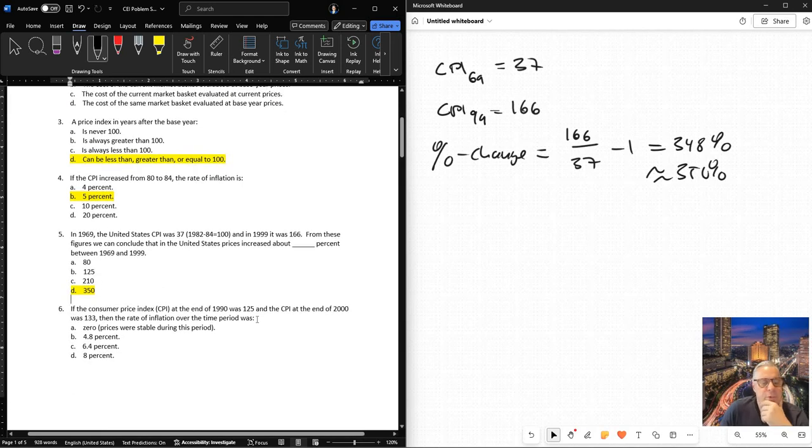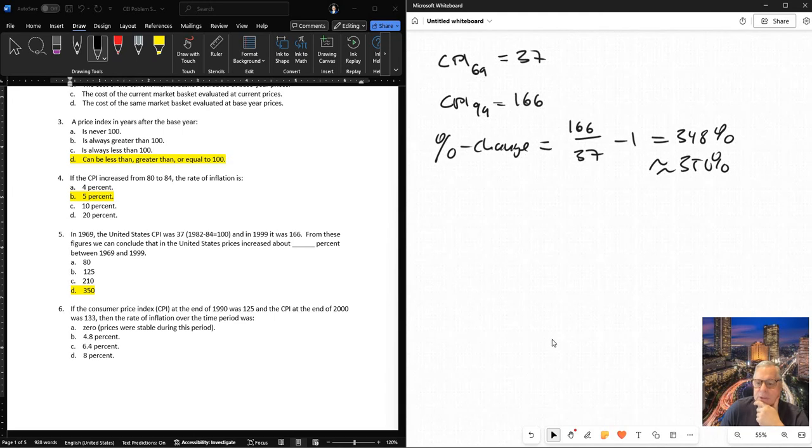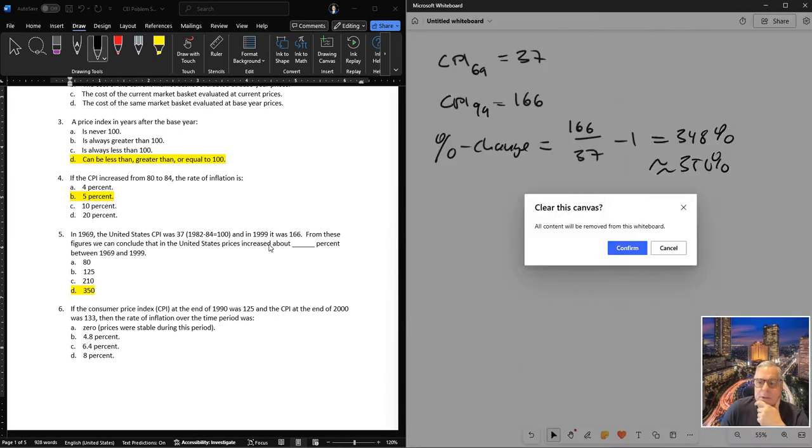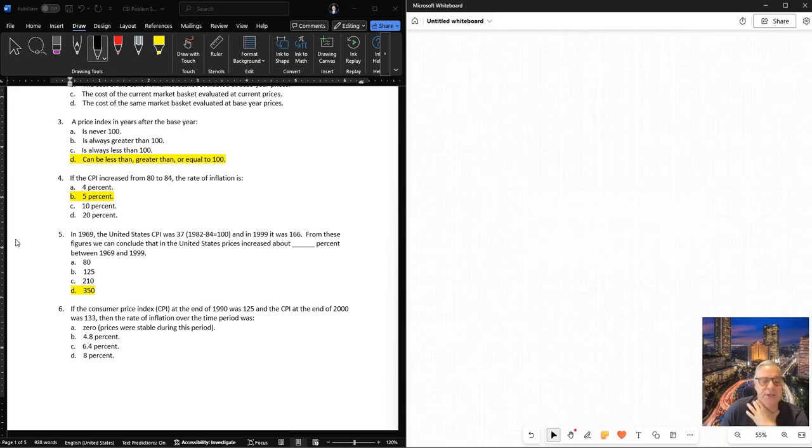If the consumer price index, so it's again a similar question, if the consumer price index at the end of 1990 was 125, okay, CPI in 1990 was 125, and at the end of 2000 it was 133.